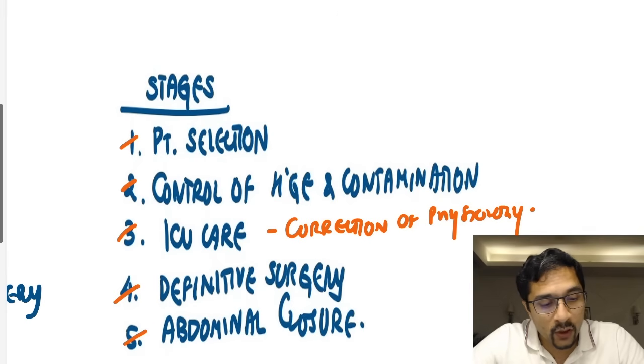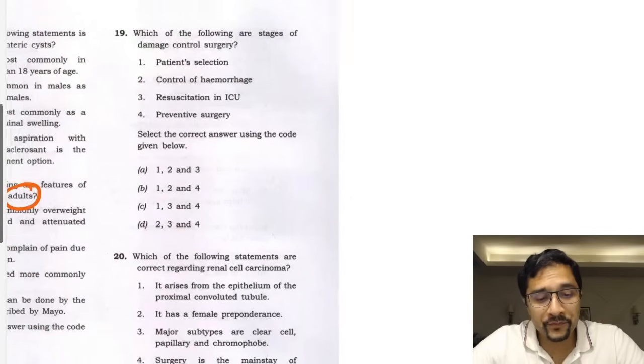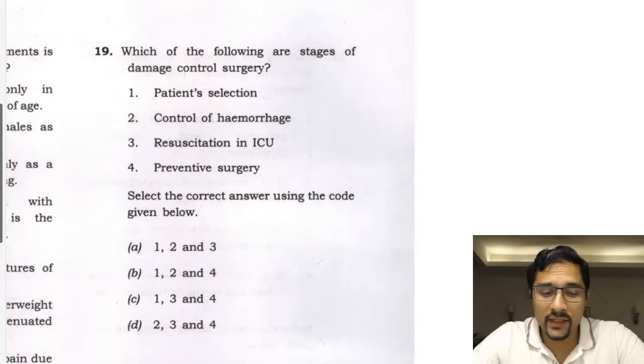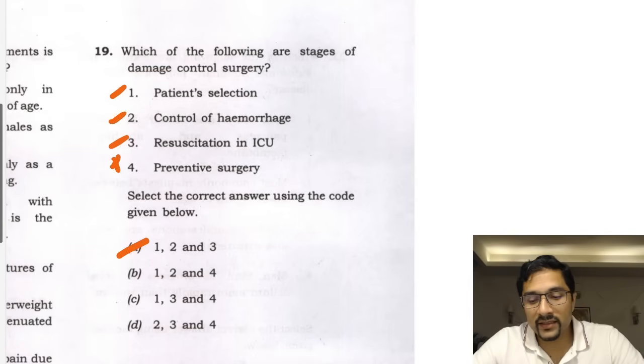So if you look at the options in the exam, patient selection we know is a criteria. Control of hemorrhage is there. Resuscitation in ICU is there. There is no preventive surgery in damage control surgery. So 1, 2, 3 is the correct answer here.